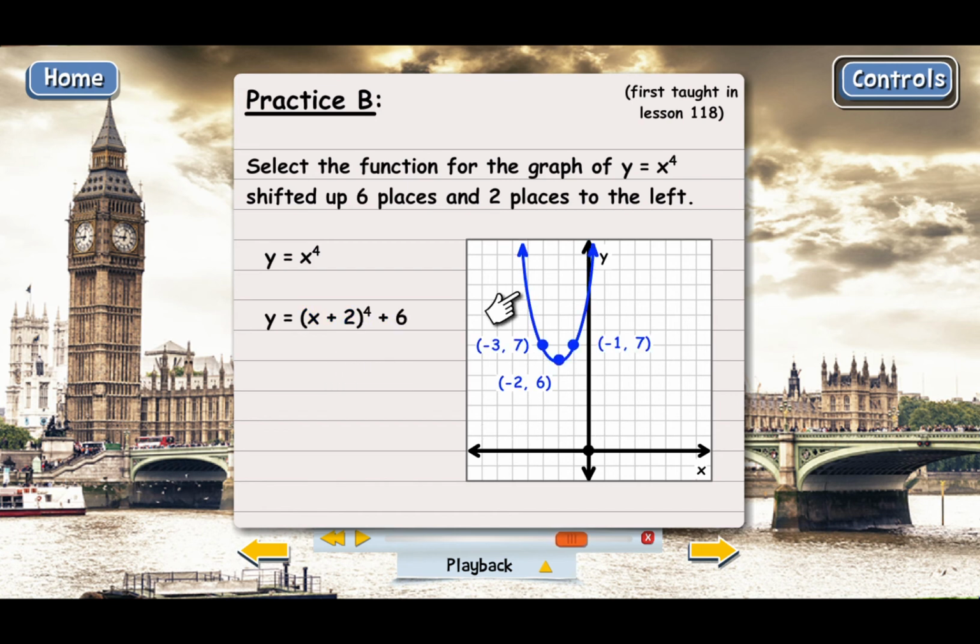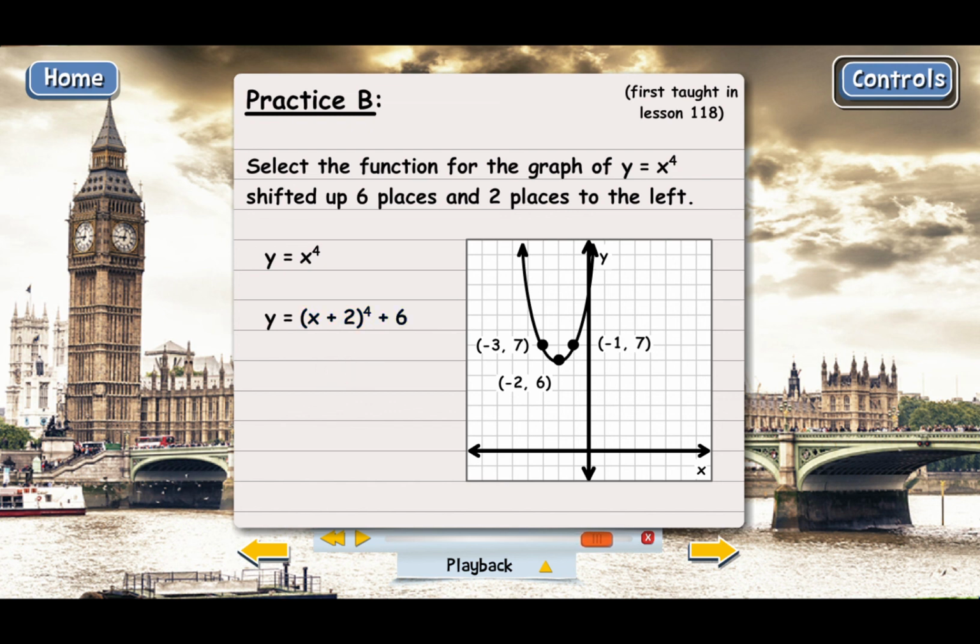This is the graph. See, we moved this up. We started at (0, 0), then we went to the left 2 places, and that gave us a lowest point of (-2, 0), and now we've gone up 6 places, so this bottom point is at (-2, 6). And look what happened to the equation. We added 6 to the entire right side. So this is the way the equation changes whenever you shift 2 places to the left, and this is what happens to it when you shift 6 places up.